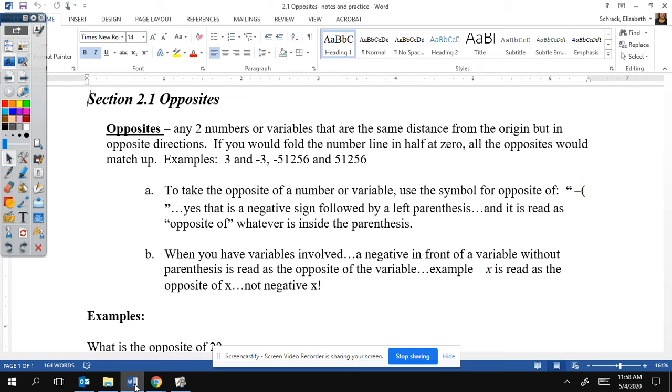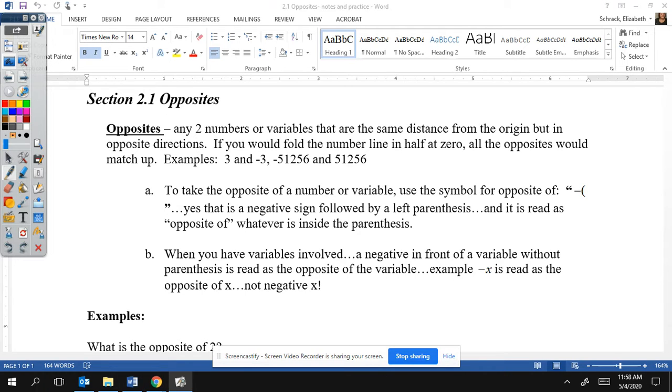So today's topic is the topic of opposites. Opposites are any two numbers or variables. Remember, variables are letters like X, Y, Z that are the same distance from the origin. When I refer to the origin, I'm referring to 0 when we're talking about the number line.